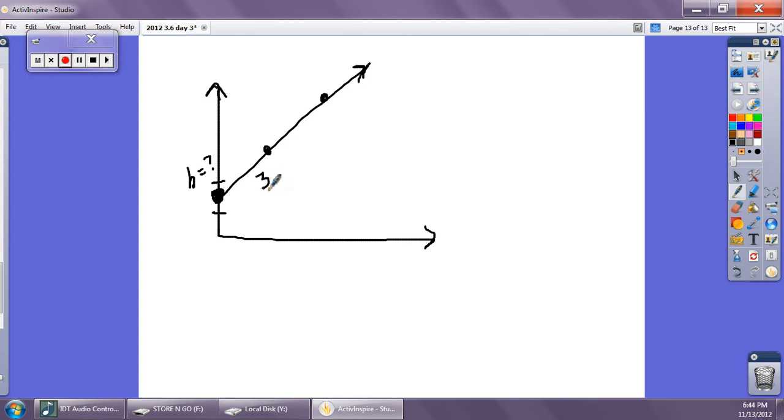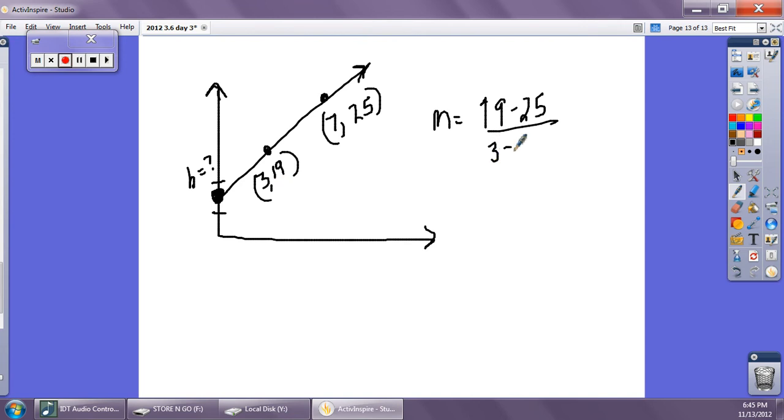So say this point was 3, 19, and this point over here was 7, 25. I just made those points up. But let's just pretend for a second that those were the points. Well, you can do exactly what we did in the last problem. You could first find the slope. So to find the slope, the change of the y, so 19 minus 25 over 3 minus 7. And you get 19 minus 25 is negative 6. 3 minus 7 is negative 4.